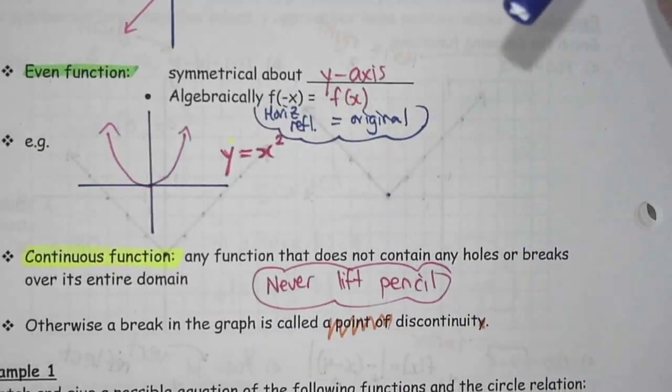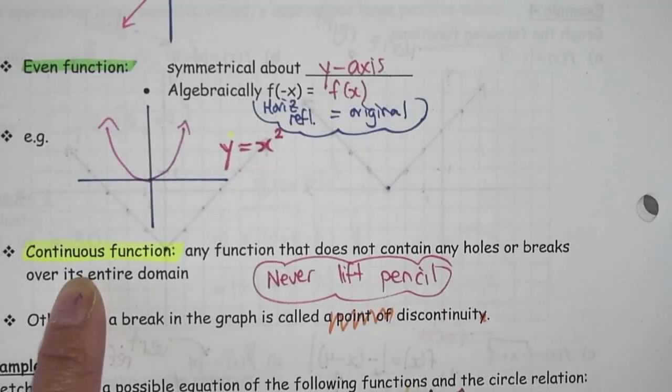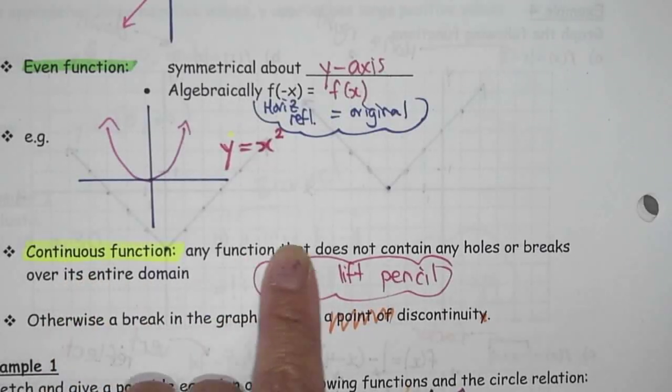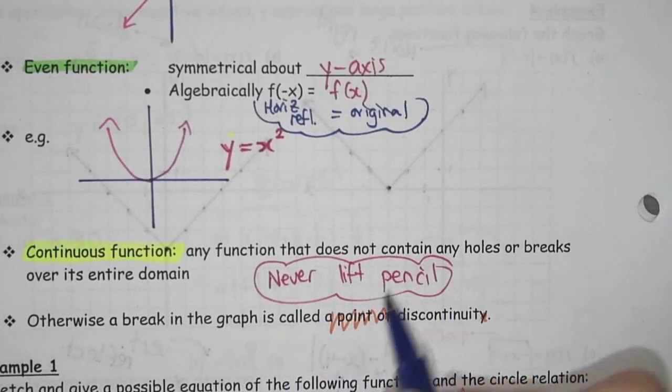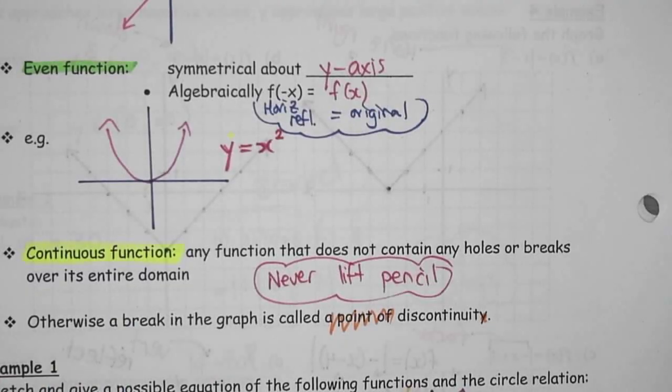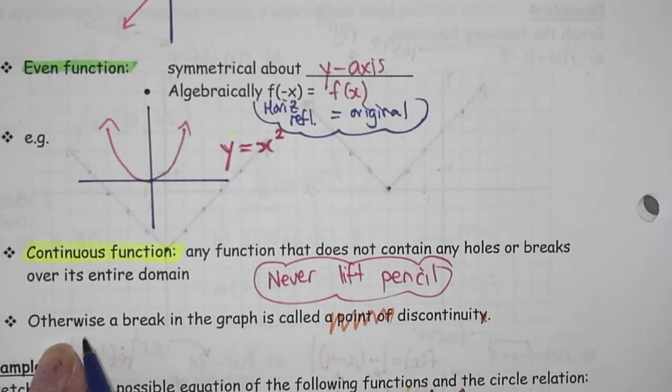That's the definitions. A continuous function is any function that does not contain any holes or breaks over the entire domain. There's holes and breaks. An asymptote is a break, right? Because you have to break to continue to another asymptote. It's where you never lift the pencil. So again, in layman's terms, you're thinking, I never pick up my pencil. The whole graph you can draw in one stroke, technically. Now, that's continuous. We're going to come back to that definition as well.